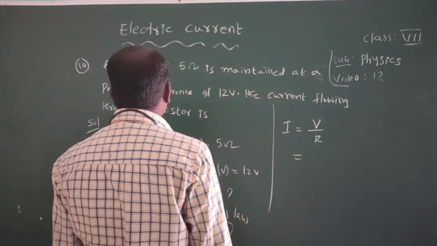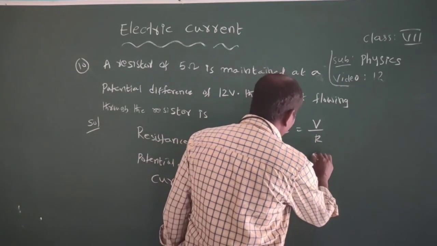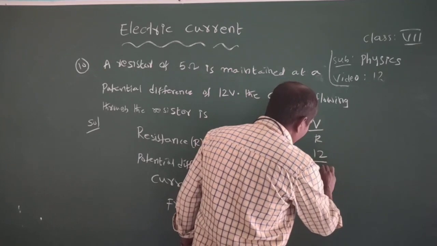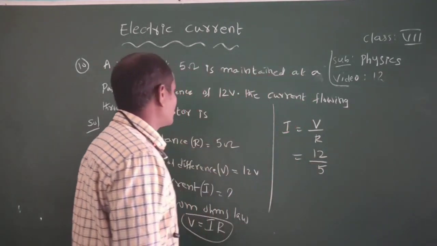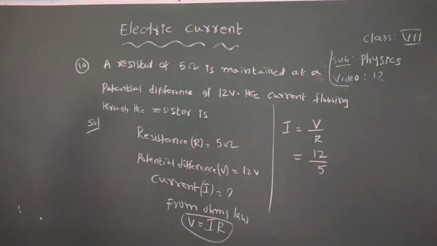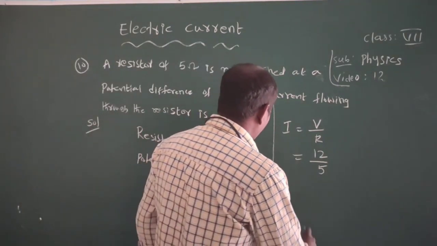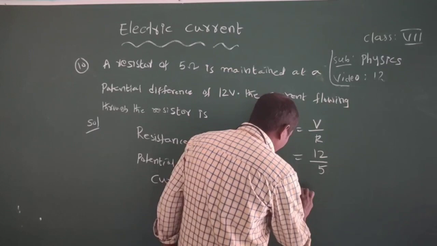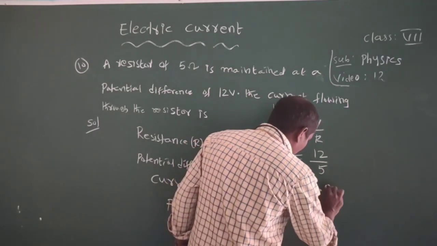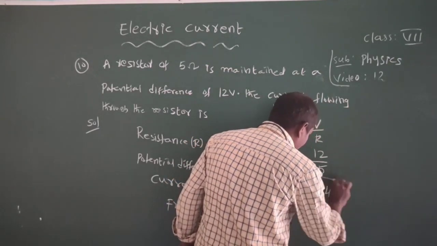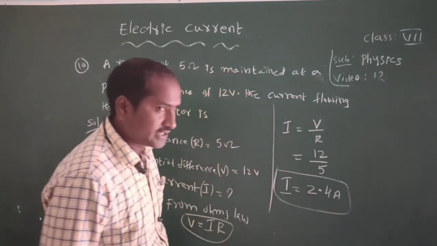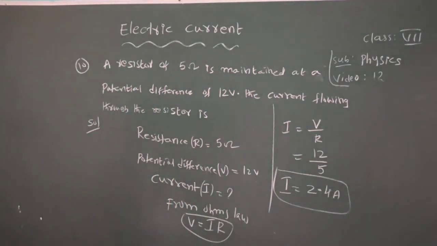So here what is the V value? I equal to 12 by 5 ohms, that equal to 2.4 amperes. So electric current equal to 2.4 amperes.